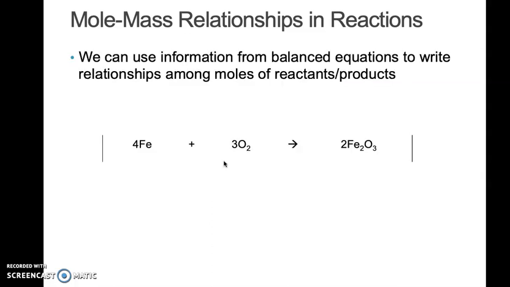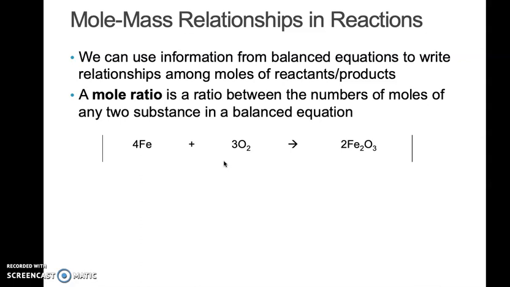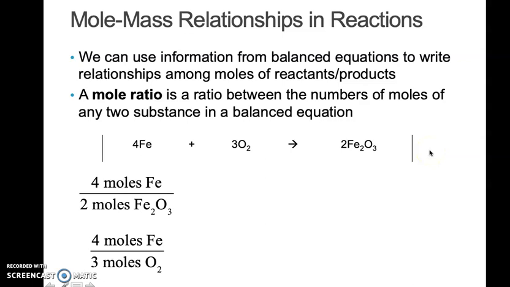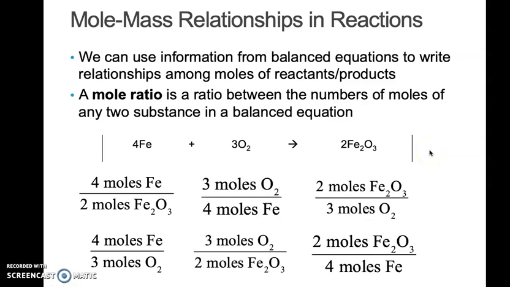So what is a mole ratio? Well, a mole ratio is just a ratio between the number of moles of any 2 substances in a balanced equation. So if we're looking at this equation, we can come up with a lot of mole ratios. Okay, for instance, for every 4 moles of iron we have 3 moles of oxygen. That's our mole ratio. Okay, we can do that backwards as well. For every 3 moles of oxygen we have 4 moles of iron, okay? I can do that with every single reactant and product in this equation, and I think that's in your notes on page 6, okay?